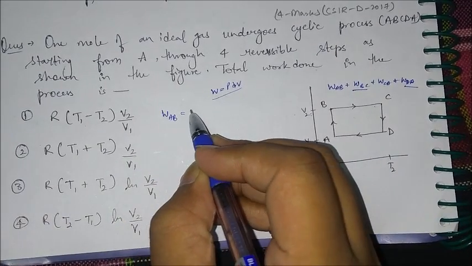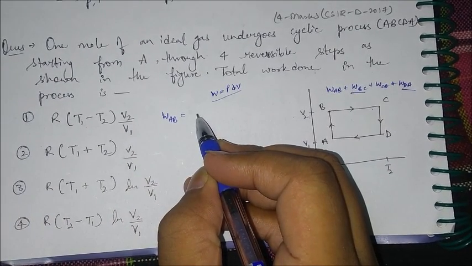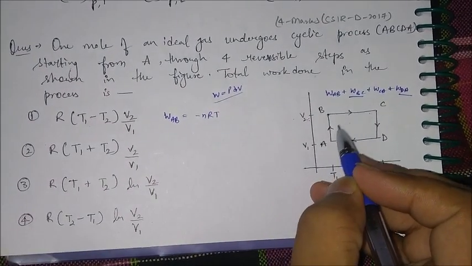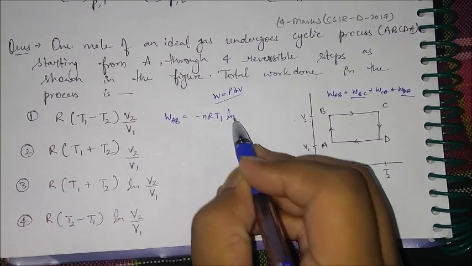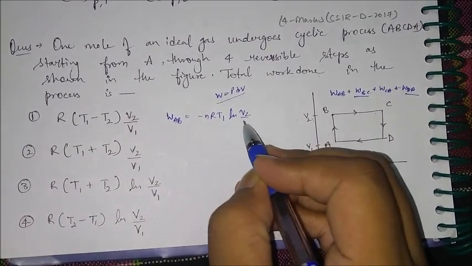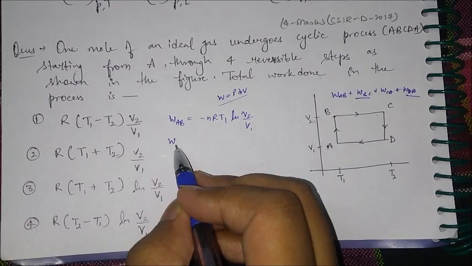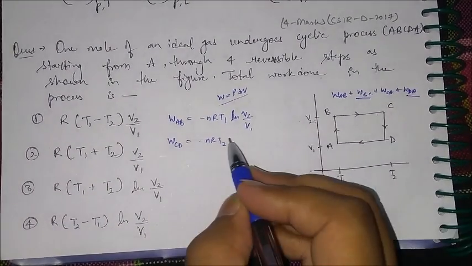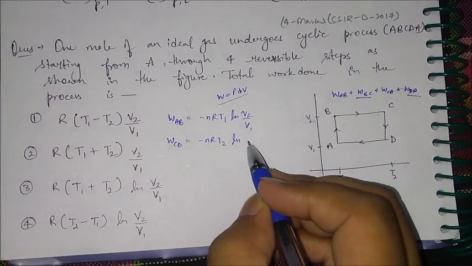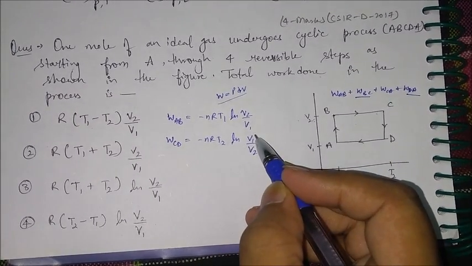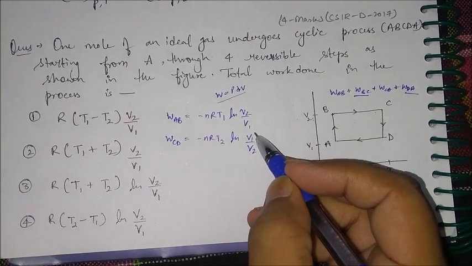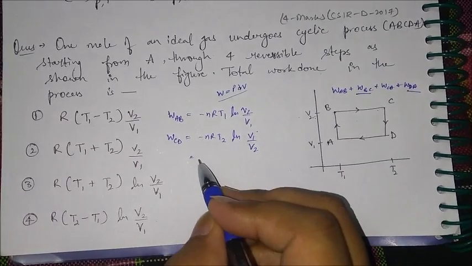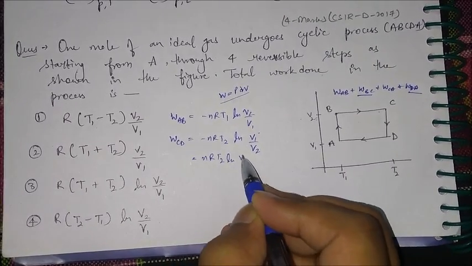WAB will be, using the formula for work done in an isothermal process, minus nRT1 ln of final upon initial, V2 by V1, since it happens at T1. Then WCD will be minus nRT2, since it is happening at T2, ln of V1 by V2. Here we have V2 by V1, so if we want things to be symmetrical, we reverse it. We remove the minus sign, so it becomes plus nRT2 ln of V2 by V1.